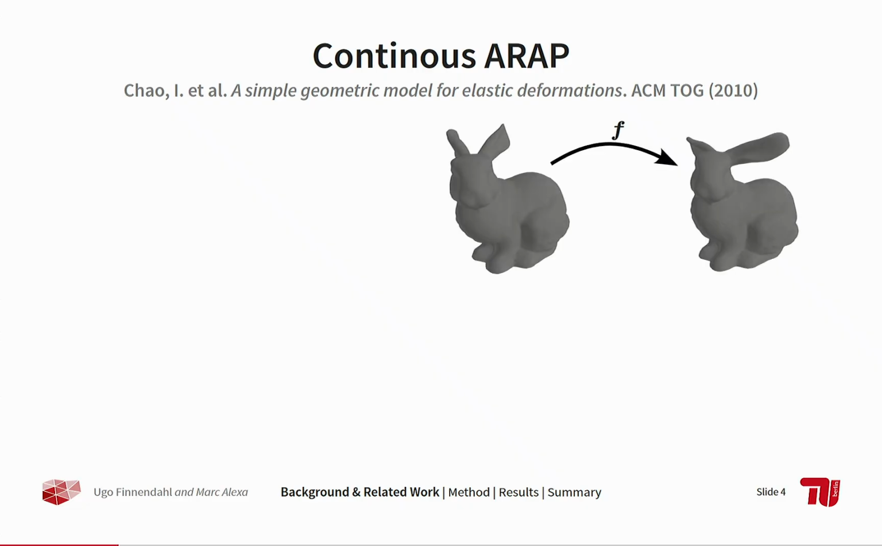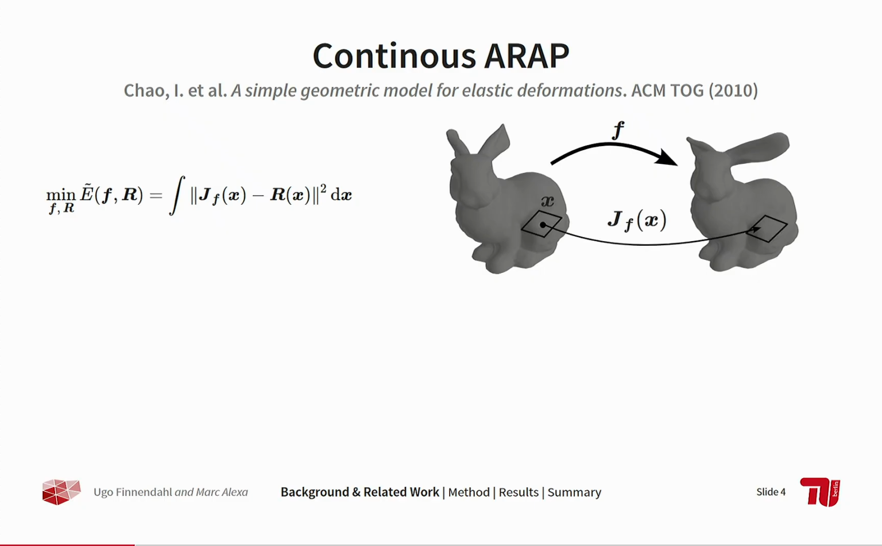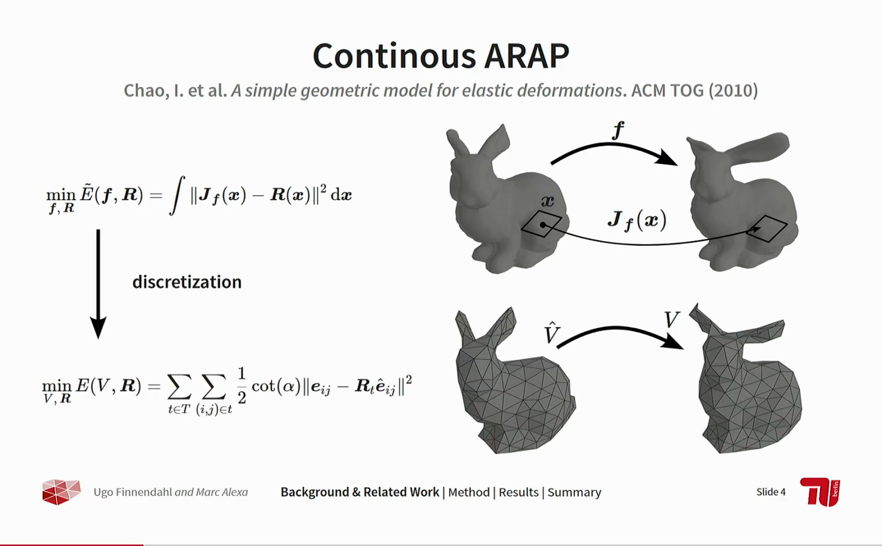In the continuous setting, like we heard in the last presentation, we have a function f that maps between two surfaces. And Chow and colleagues defined an energy that integrates over the whole surface, and at each point x, it measures how much the Jacobian of f at x differs from a perfect rotation. So they measure how well the linear approximation of a deformation differs from a rotation, which does not only sound like ARAP, but also resembles the energy when discretizing it over a triangulation.